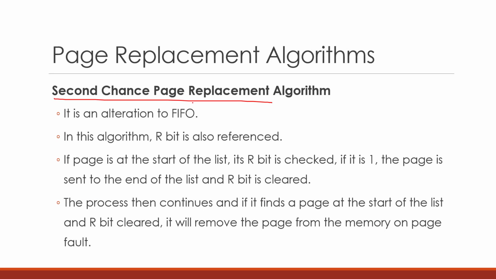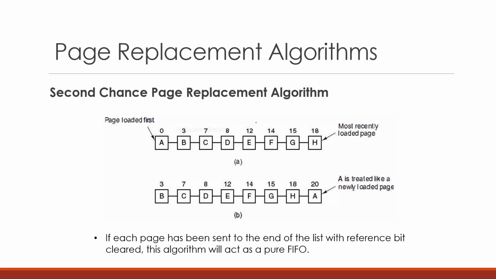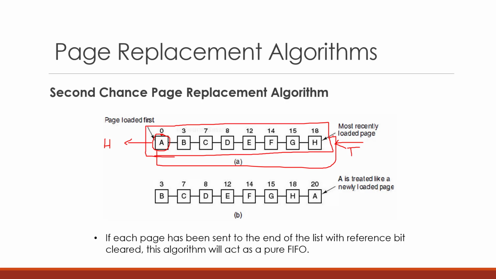The next algorithm is the second chance page replacement algorithm. It's basically an alteration of first in first out. Let's assume that this is a queue we have for first in first out, which means this is the head. Any process that comes first, in this case A, is at the head, and this is the tail, which means the last one came here. Whenever we take a process from here, we put that at the end of the list, right? We don't put it in the hard drive. We put this at the end of the queue.